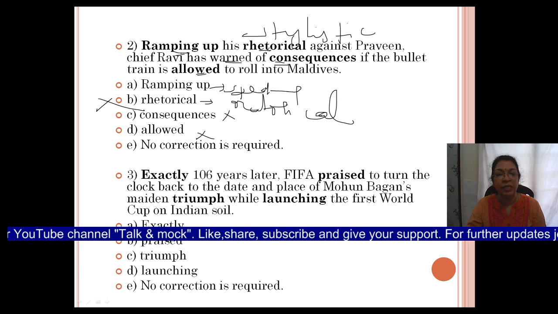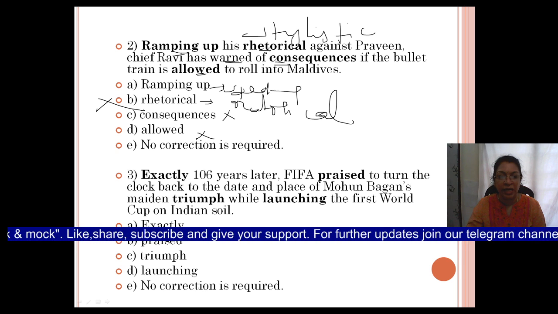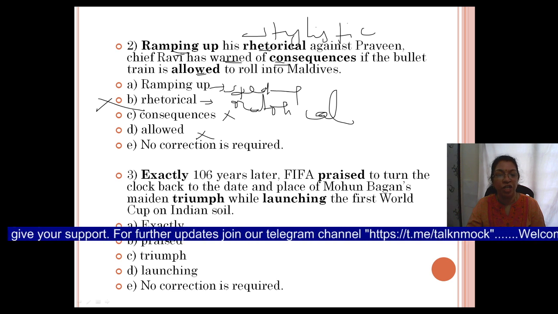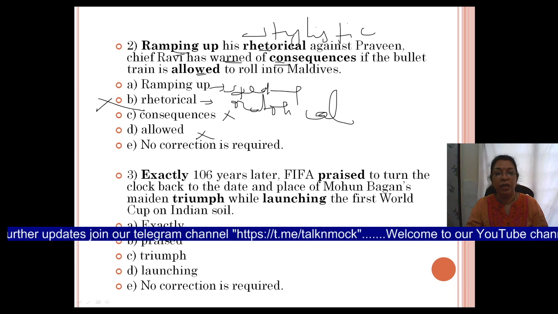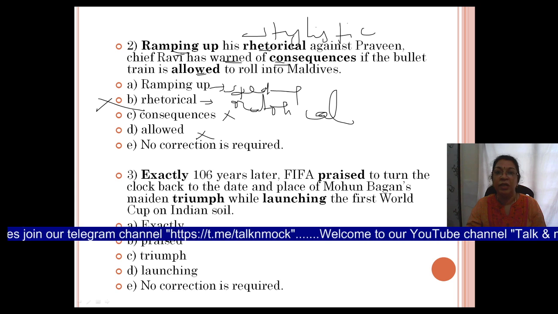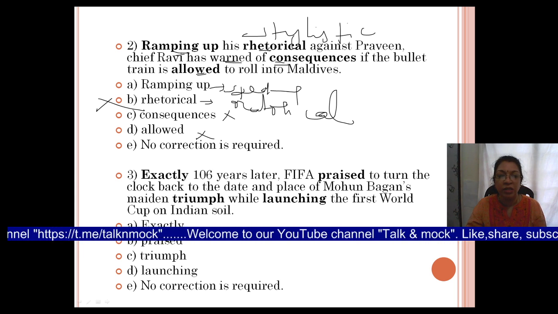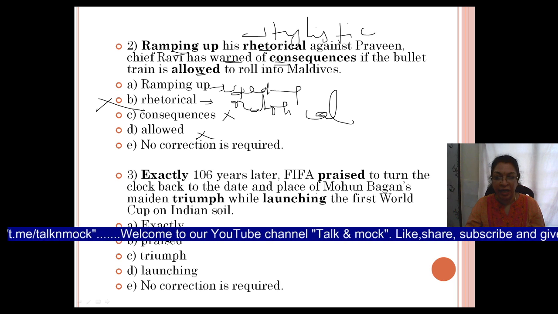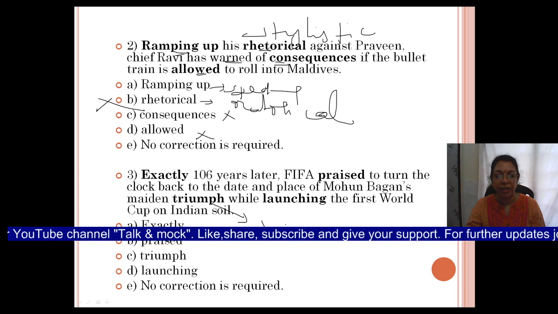Now coming down to the third question. Exactly 106 years later. Exactly is given in A, praised in B, triumph in C, launching in D. So exactly 106 years later, FIFA praised, okay, we'll see, praised whom? We will see, to turn the clock back to the date and place of Mohan Bagan's maiden triumph. Triumph is nothing but victory.